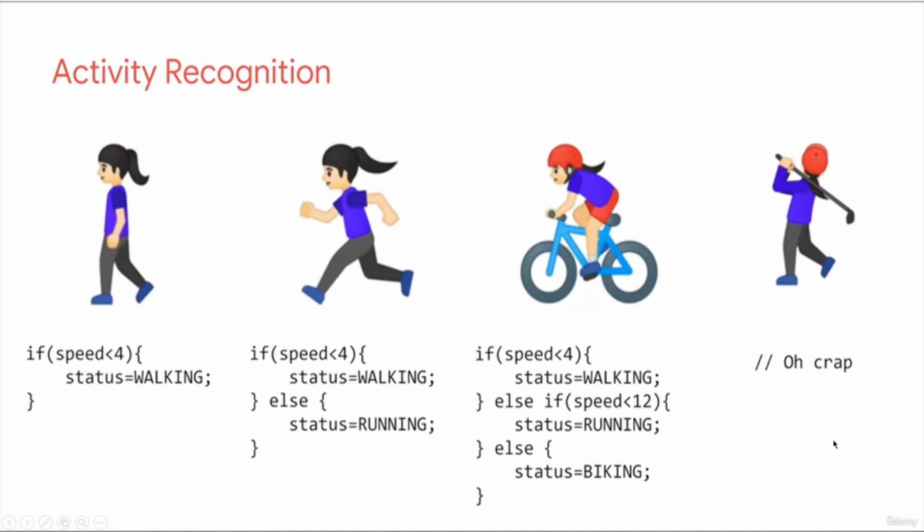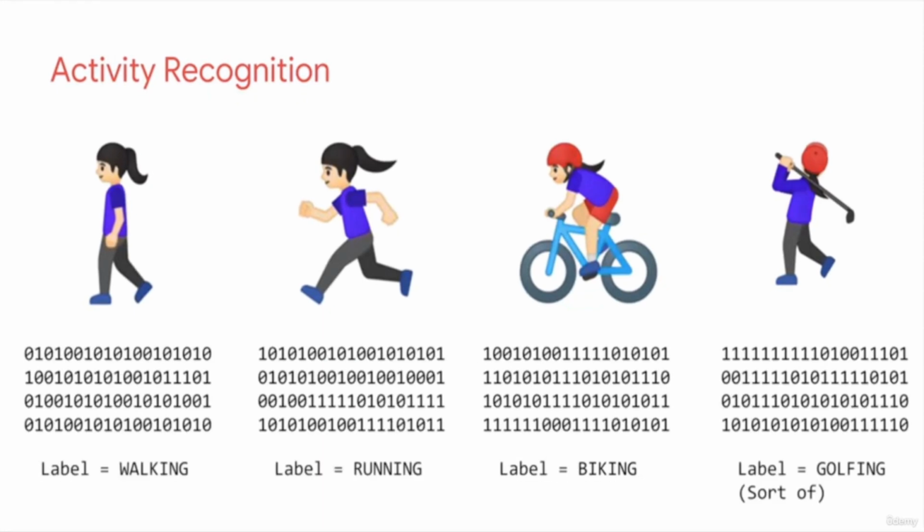So what we can do is express this problem by providing lots and lots of data and then labeling them by saying, hey, this data is walking, this is running, this is biking, and this is golfing. So by providing this data to our program, we let the machine infer what the rules are.